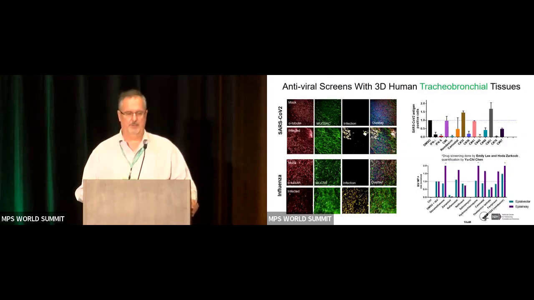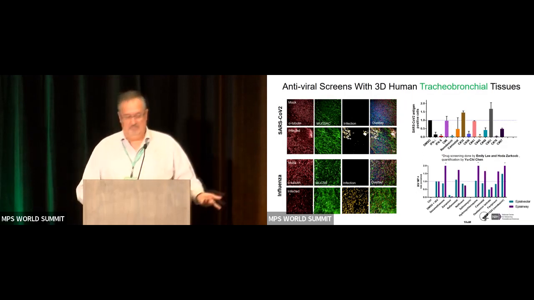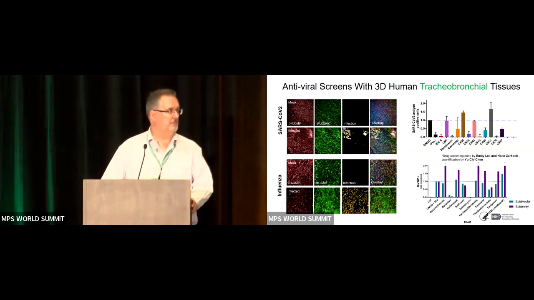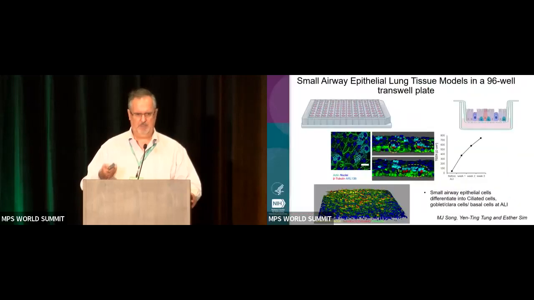And here's some of the data for the SARS-2. You can see the infection here. This is the mock infection. This is influenza, mock infected, and then you can test compounds. And all these compounds actually were active in 2D, let's call it 2D. And you can see that some of them really confirm in the 3D models, but many of them didn't. So we think that these are good models if you want to prioritize compounds for putting into animal models.